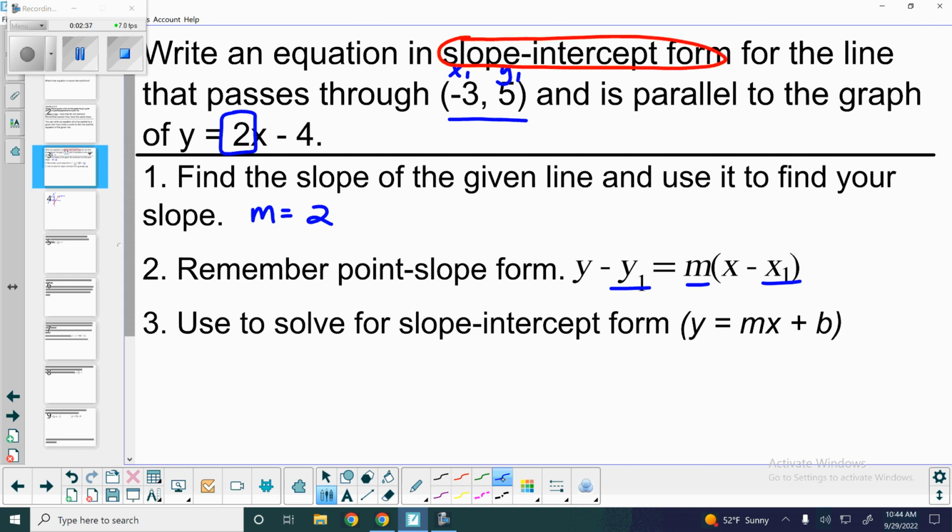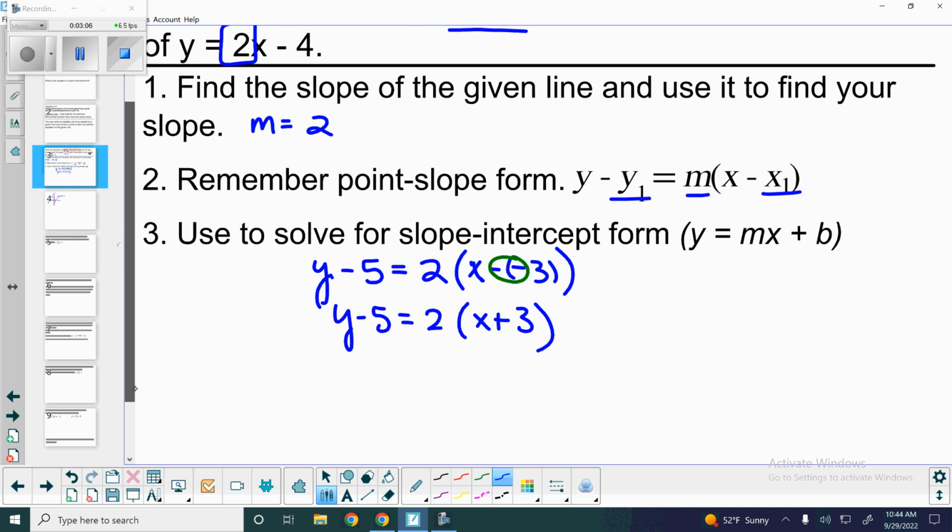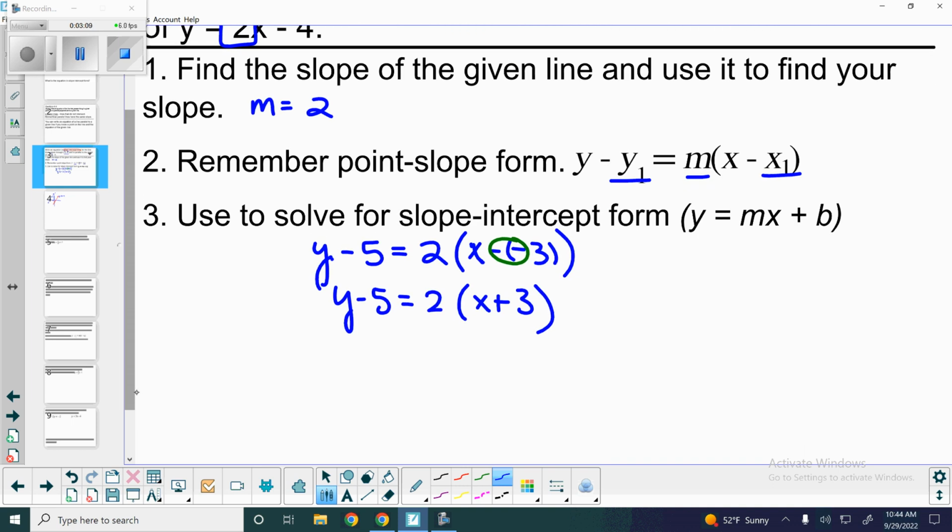So we're going to start with y minus y1. So y minus the y value from my point, which is 5, is equal to m, which is the slope that we found, so 2. And then x minus the x value from our ordered pair, which was -3. So again, changing over any double negatives that we have. So we're going to make that x plus 3 in parentheses. Right now, this is in point slope form. We need it to be in slope-intercept form, like the directions asked.